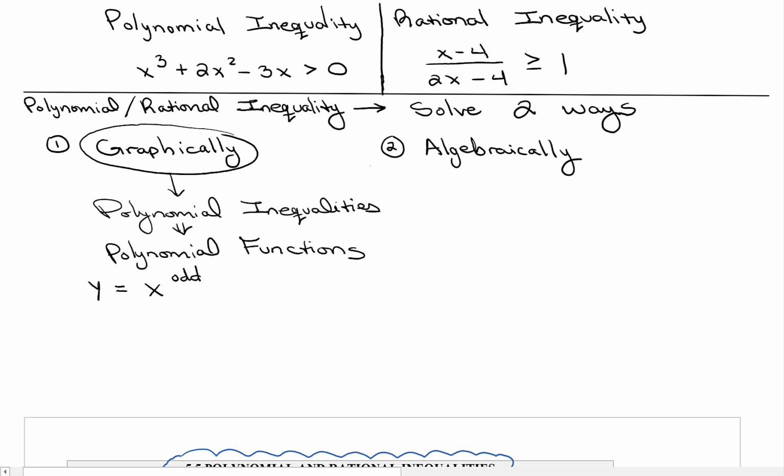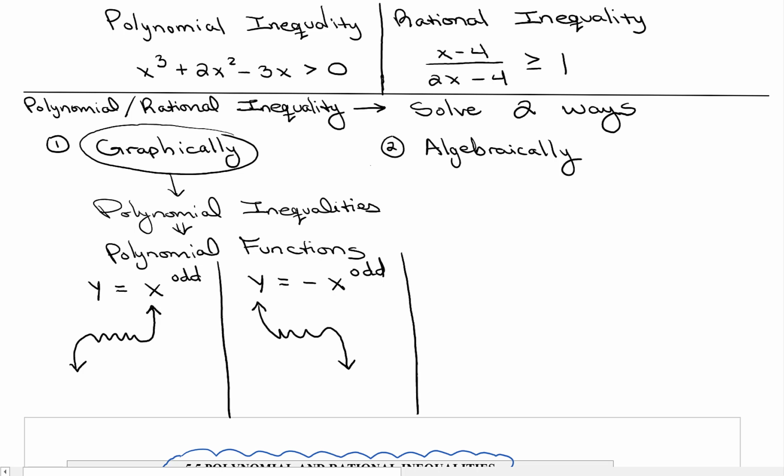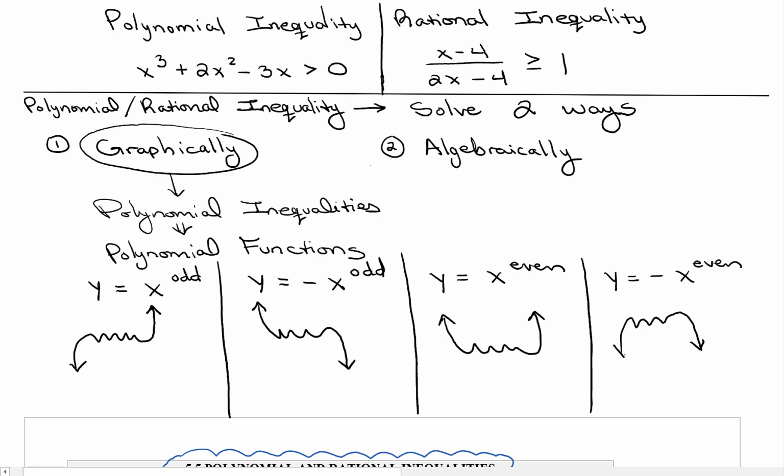Remember, when we're working with polynomial functions, we're talking about end behavior. If we had something like y equal to x raised to an odd power, where the leading term had a positive x raised to an odd power, it would look something like this first graph. The second one, if it had y equal to a negative x raised to an odd power, would look like the second graph. If it had y equal to a positive x raised to an even power, it looks something like this third graph. And if it had y equal to a negative x raised to an even power, then it would look more like this fourth graph.